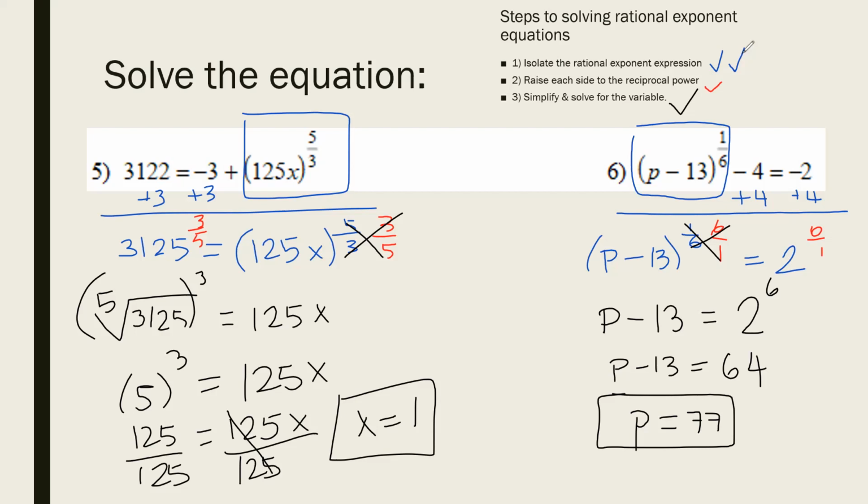Awesome. That is how we solve rational exponent equations. Follow these 3 simple steps, no matter how complex it is, and you will be able to solve every time.